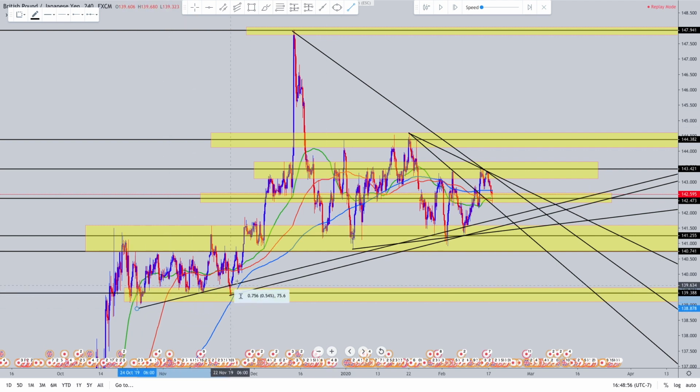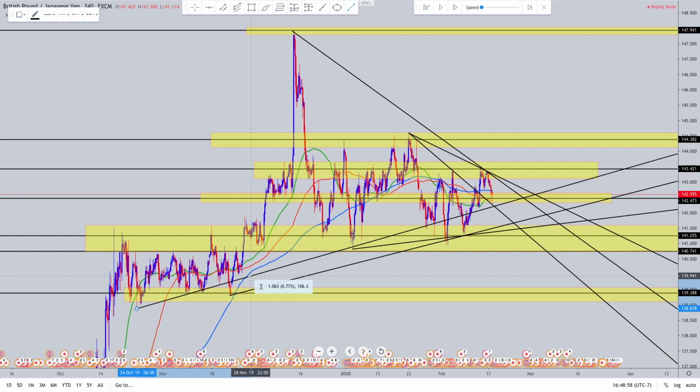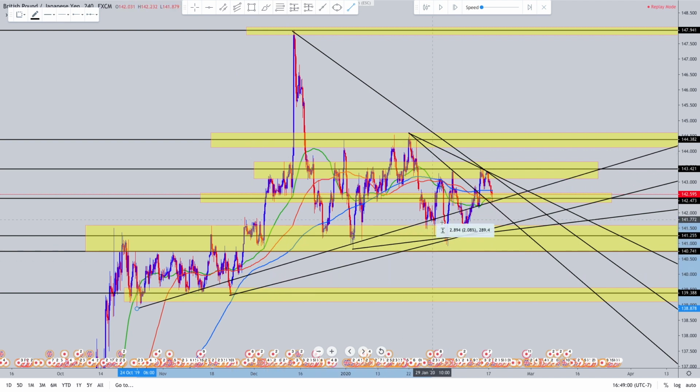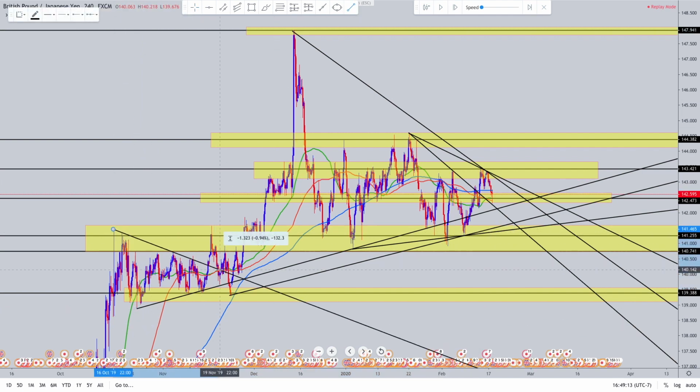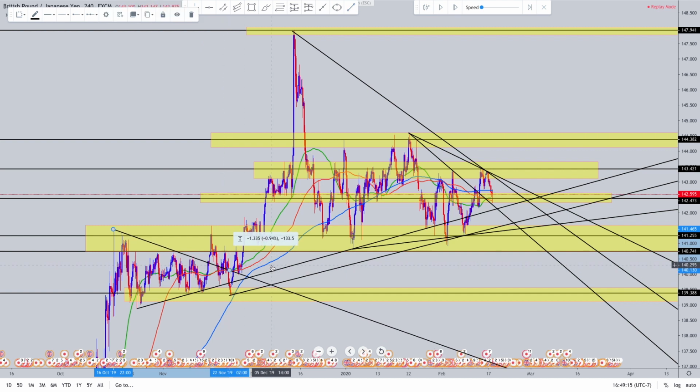Let's see if we can find something here. Just sort of playing around with it, seeing what you can find. Looks like this is one, right? Resistance, support, support, support, support, support. And then if we wanted to, we could draw like this out, but that probably won't be relevant at all to this trade.